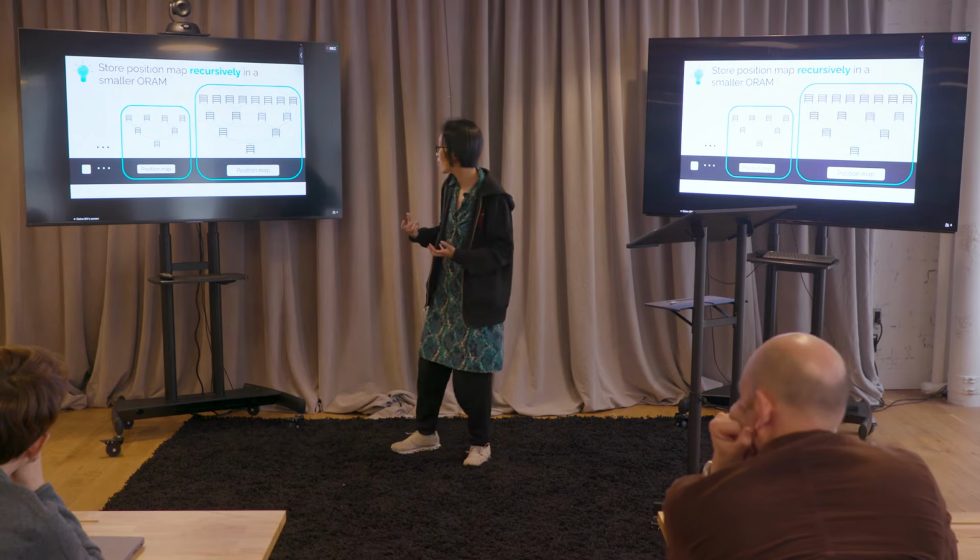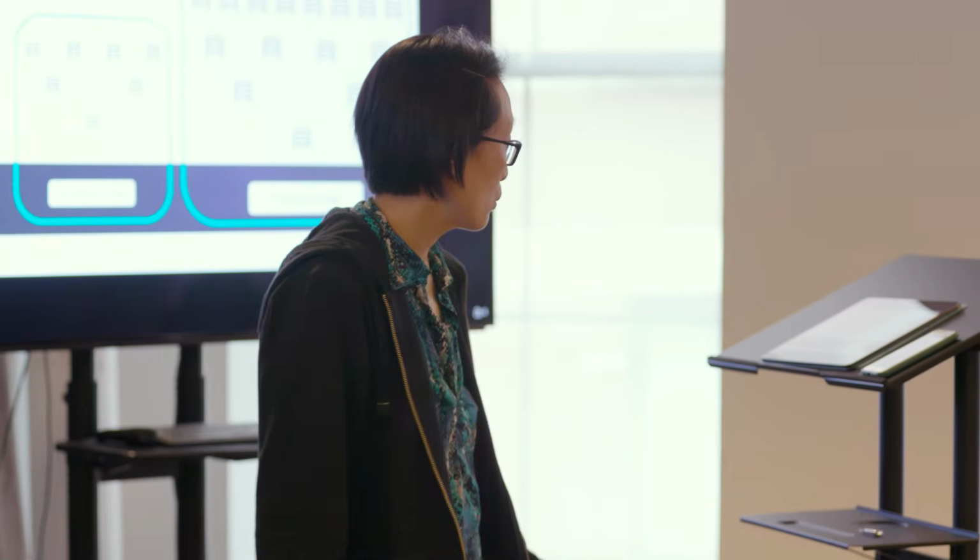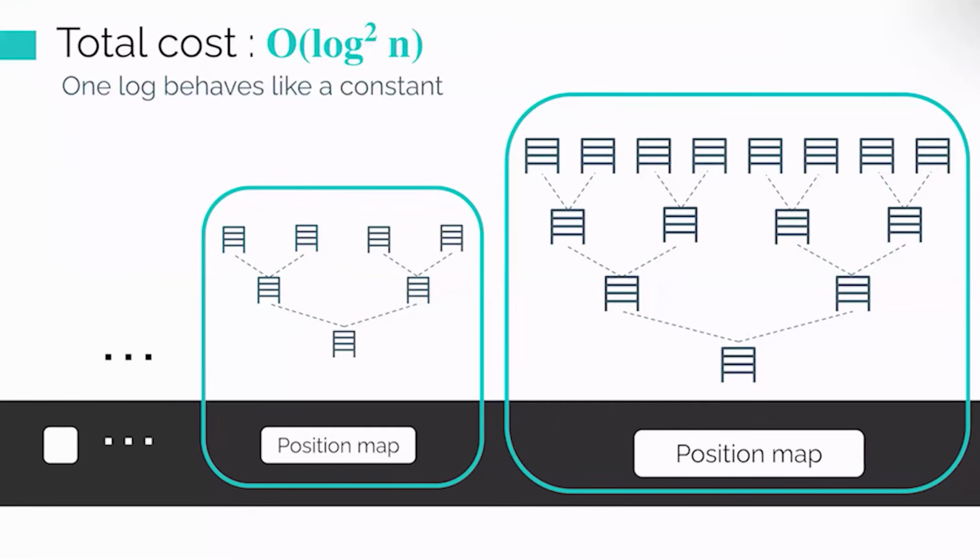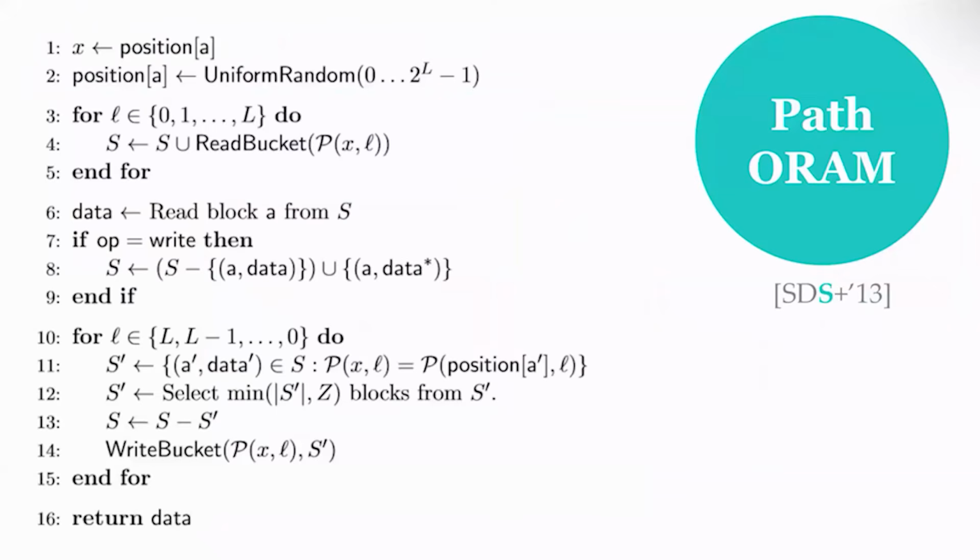But the thing to keep in mind is that the block size in practice, like in SGX, is like a page, like 4 KB. And in practice, the recursion depth is just 2 or 3 because the block size is reasonably large. Okay, so the total cost is log squared n in theory, but because one log has a large base, in practice, it's a constant.